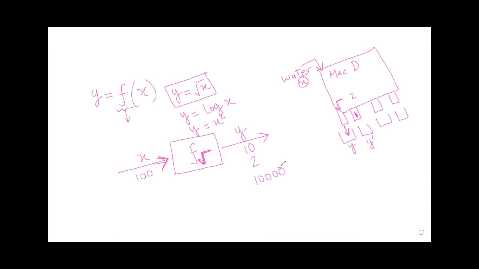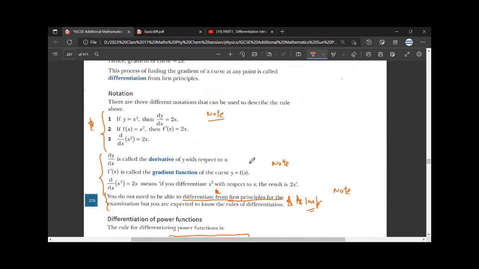Are we clear about this? Avantika, are we clear about this? Yes, sir. So why am I discussing this? Because you will find this notation being written. For example, they will write something like f(x) is equal to x square. Do you see this?